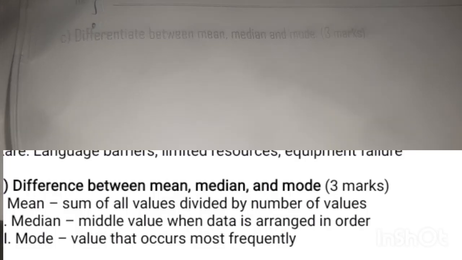Differentiate between mean, median, and mode. So all these are measures of central tendency, but mean, you come and find the average, the total of the items divided by the number of items. Then median is the number which is the most middle, then mode is the most appearing.